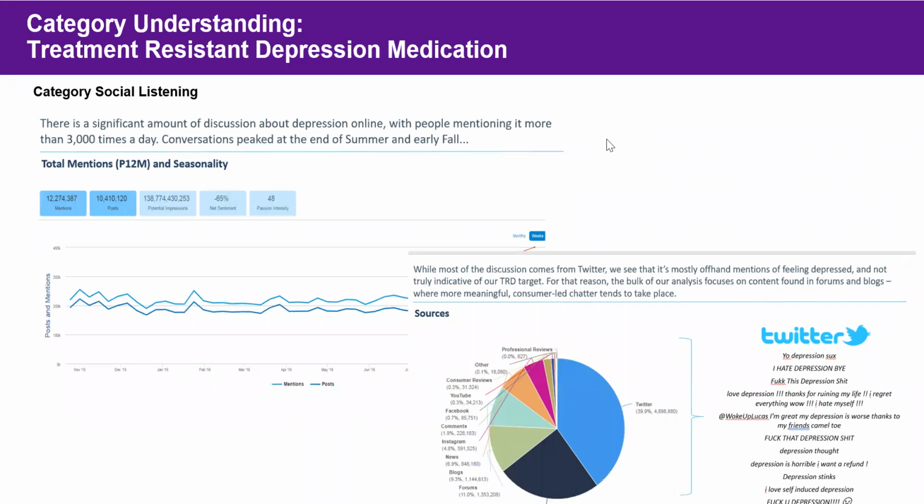Okay, so next we're going to do just a couple of quick examples of how these different methods can be used across these different parts of the spectrum. So thinking first about category understanding, I once worked on the launch of a brand new, really transformative prescription medication to treat treatment-resistant depression. And as we worked with this company to understand their go-to-market strategy, they really needed to get deep, deep category understanding.